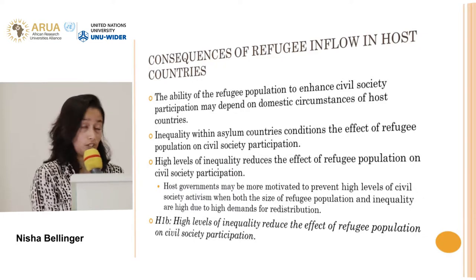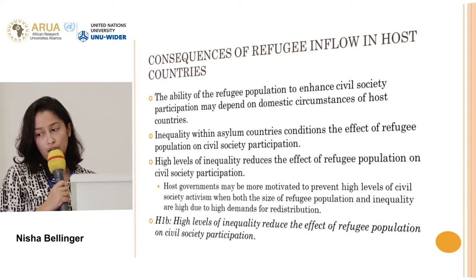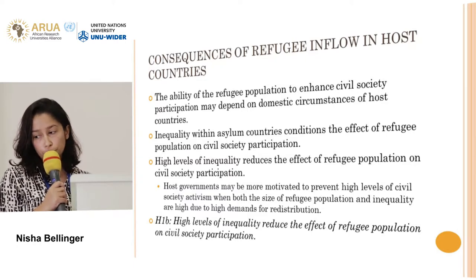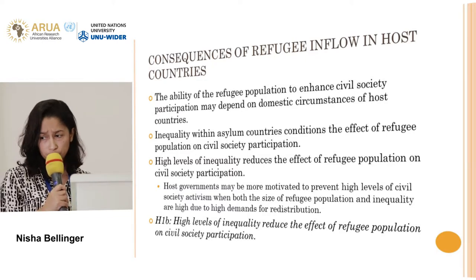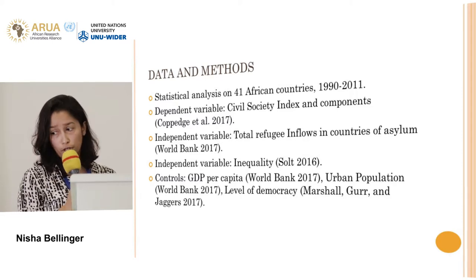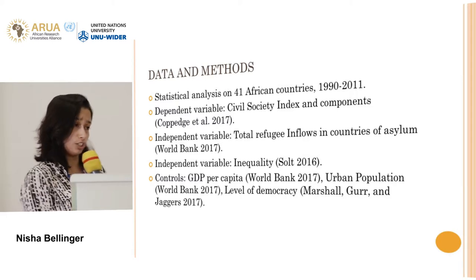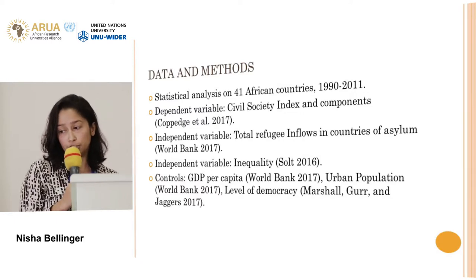So the second hypothesis, or the second part of the first hypothesis that I'm looking at here, is that high levels of inequality reduce the effect of refugee population on civil society participation. This is a time series analysis on 41 African countries. So essentially, this is largely guided by the countries I have data on from 1990 to 2011.